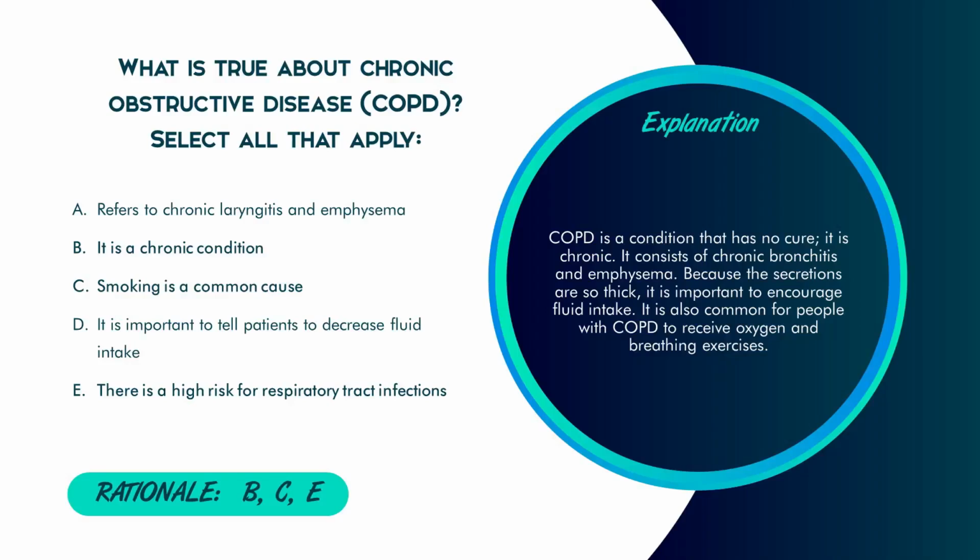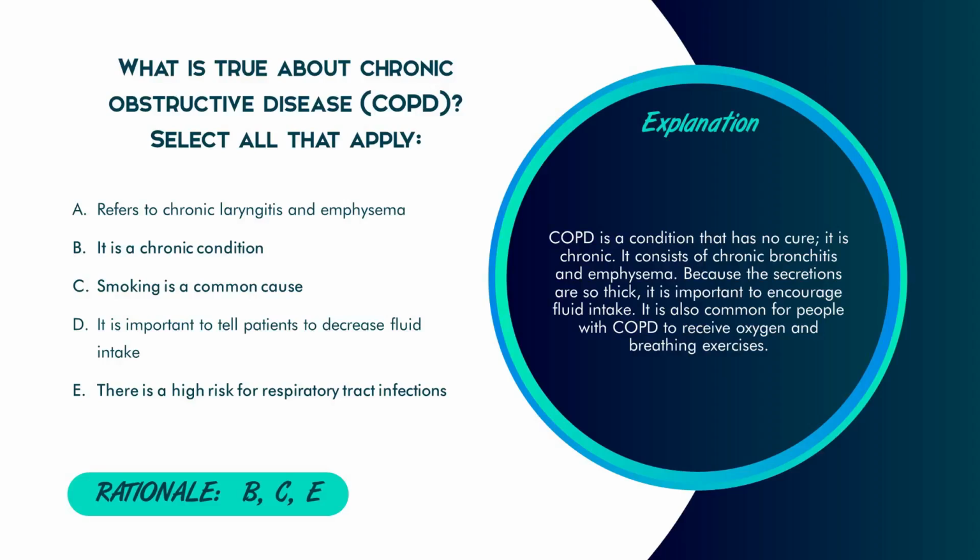The correct answers are B, C, and E. So firstly, what is chronic obstructive pulmonary disease? It is something that is chronic. Chronic meaning it's there for a while. Like blood pressure, for example. Hypertension is definitely chronic, right? So A was wrong because it consists of bronchitis and emphysema.